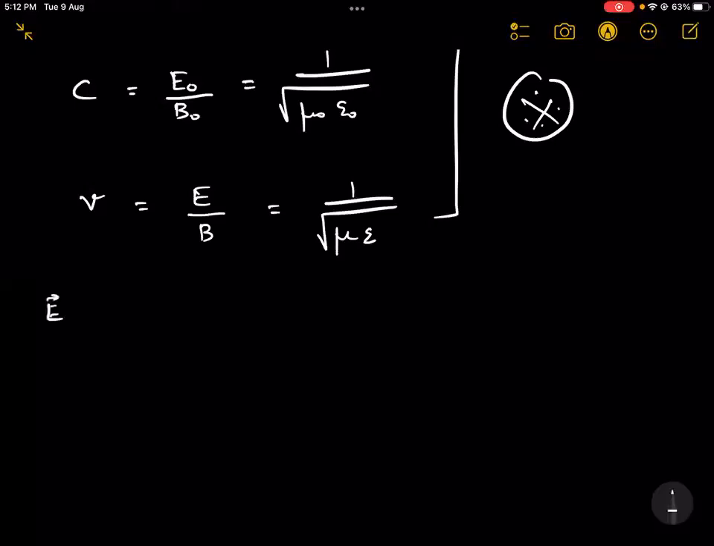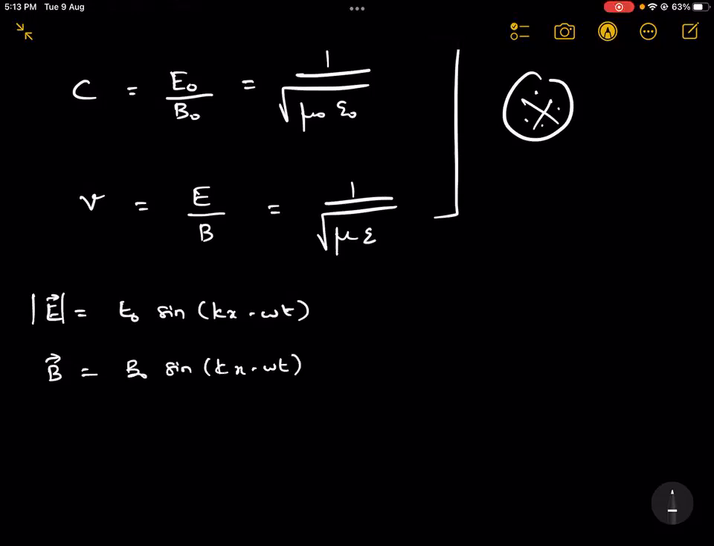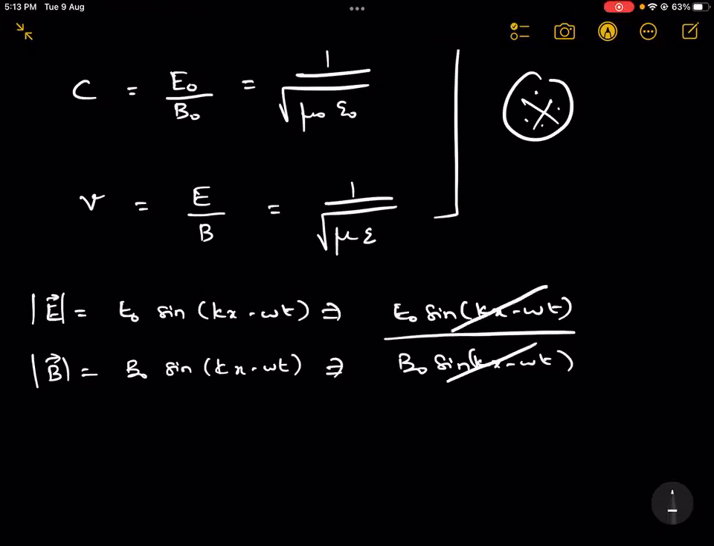Because if the E vector is written as E naught sine of kx minus omega t, and the B vector is written as B naught sine of kx minus omega t, what is the magnitude of the E vector? It will be E naught sine of kx minus omega t. The magnitude of the B vector is B naught sine kx minus omega t. So when I divide both, this will get cancelled. So I can say the magnitude of E naught by B naught is the same as the magnitude of E by B also. That is why we used it in the problem yesterday.